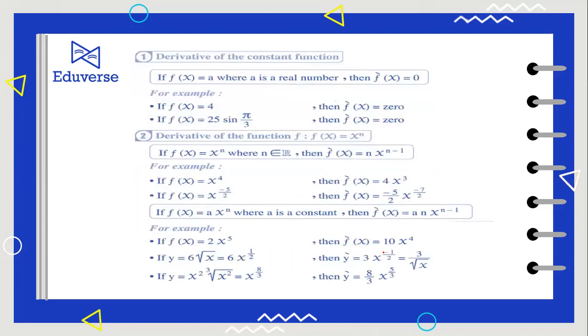Okay. Next, the derivative. How can I find the derivative of a function? Firstly, if the function is constant, f of x equal a number, then its derivative is 0. If f of x equal 4, then its derivative is 0. If f of x equal 25 sine angle, there is no x here, then it's a constant, so its derivative is 0.